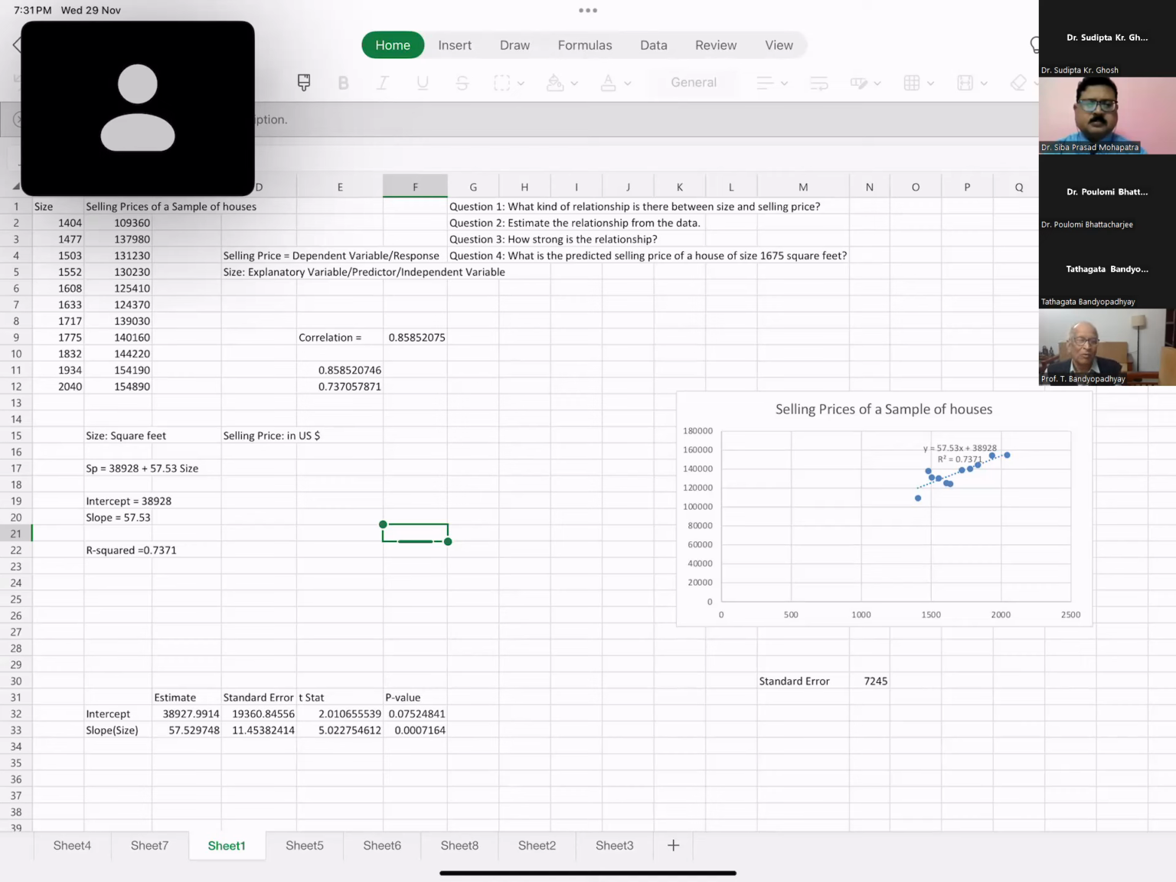Correlation means two things. One is the relationship is something like this: if one increases, the other tends to increase, or the other tends to decrease. In the former case, we say positive correlation. In the latter case, we say negative correlation. And you see, there could be nonlinear relationship also.